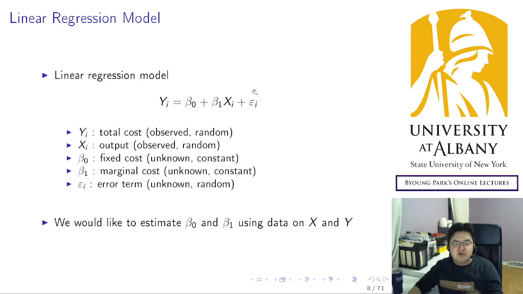We are not interested much in this error term. It's just included because there are errors. And in the end, we would like to estimate the parameters beta 0 and beta 1 using observations on x and y. That is the basic setup of a linear regression model.